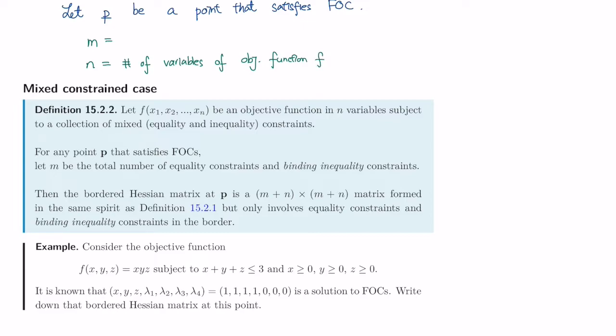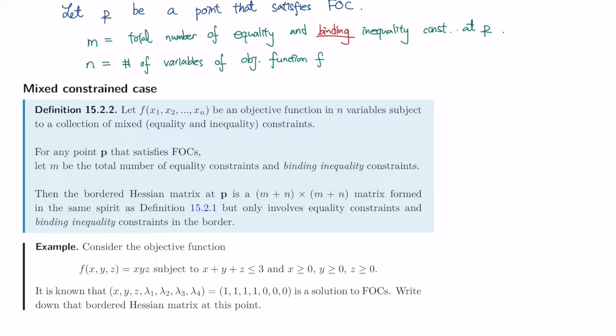Then what's m? M is a little more subtle. So it's not the total number of constraints, but the total number, so this is very important, the total number of equality and binding inequality constraints at P. So in other words, when you form the bordered Hessian matrix, you throw away all the inequality constraints for which P is not binding there.